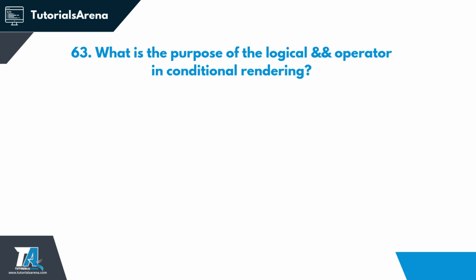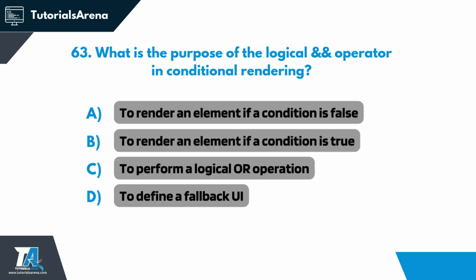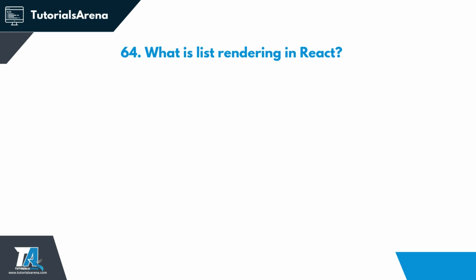Question 63. What is the purpose of the logical and operator in conditional rendering? The options are Option A, to render an element if a condition is false. Option B, to render an element if a condition is true. Option C, to perform a logical OR operation. Option D, to define a fallback UI. The correct answer is Option B, to render an element if a condition is true. Moving on to the next question.